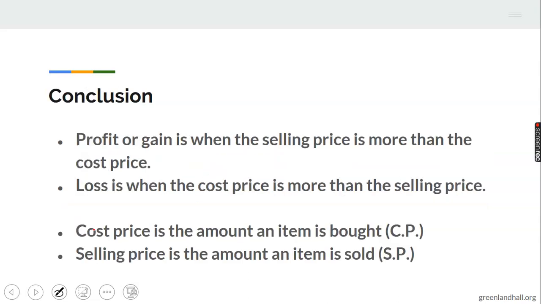Now in conclusion, we have been told that profit or gain is when the selling price is more than the cost price, and loss is when the cost price is more than the selling price. Take note of those two. Selling price, cost price. Selling, how much you sell. Cost price, how much you buy.